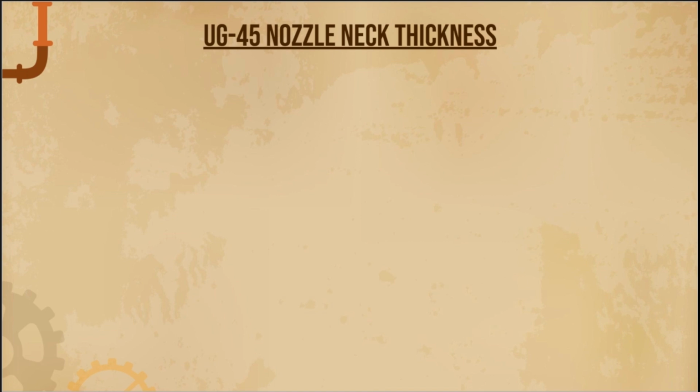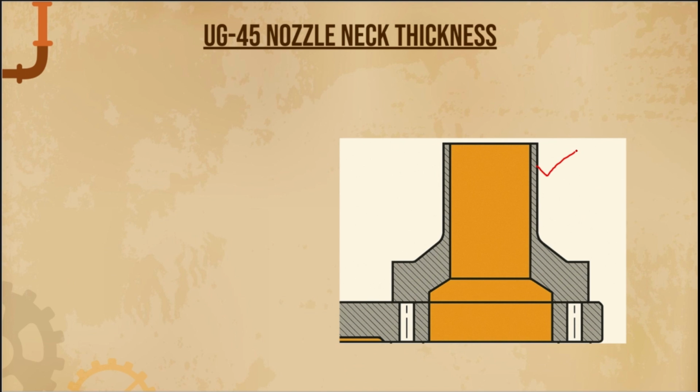Today we are going to discuss UG-45, that is nozzle neck thickness. Before going to see the nozzle neck thickness formula, let us see some important nomenclature. So this is the nozzle and this is the shell. You will see here there is a cylindrical portion. The thickness for that cylindrical portion is nothing but nozzle neck thickness.